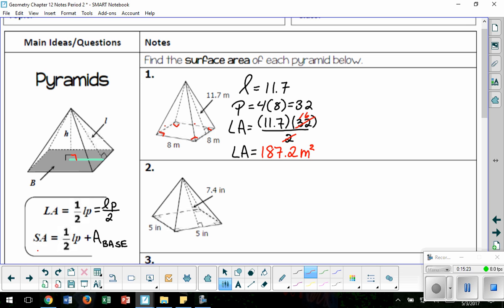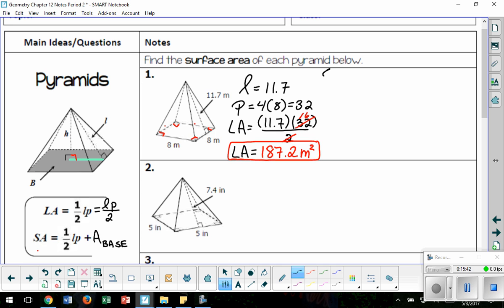187.2 meters squared. Don't erase that in your calculators. This is what I was trying to get you guys to not do. So when you find an answer in your calculator, don't erase it because you're going to now use it for the next problem. Okay, you're going to use it.